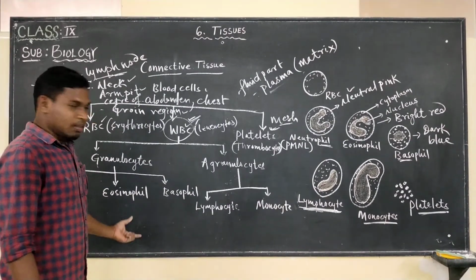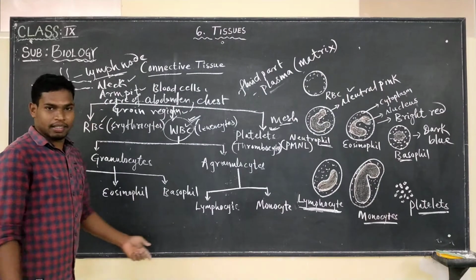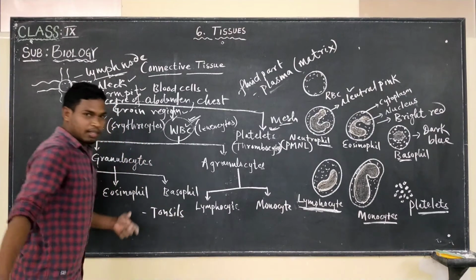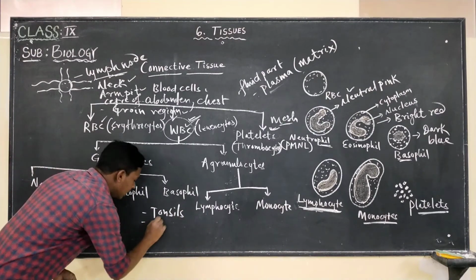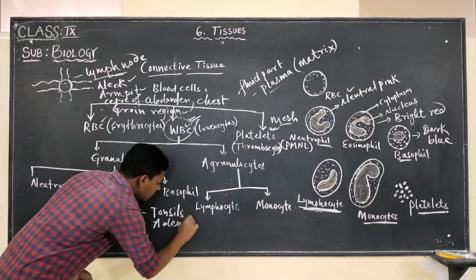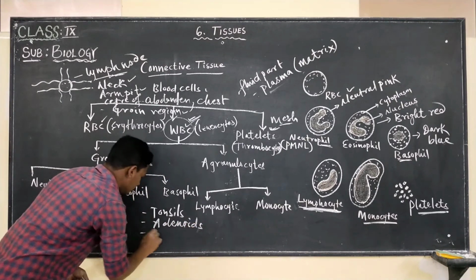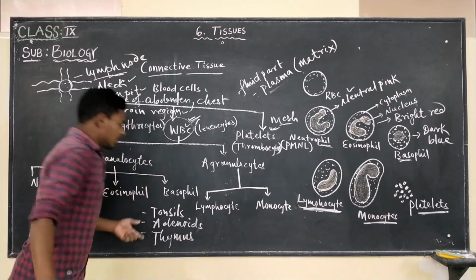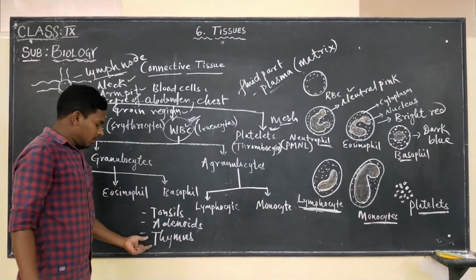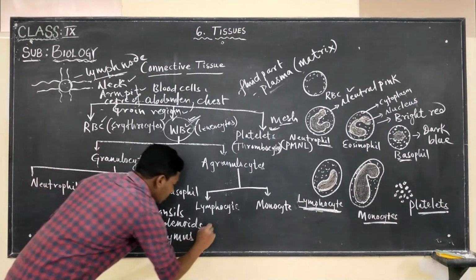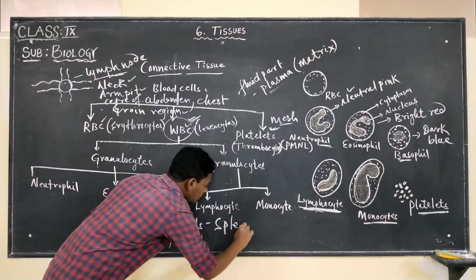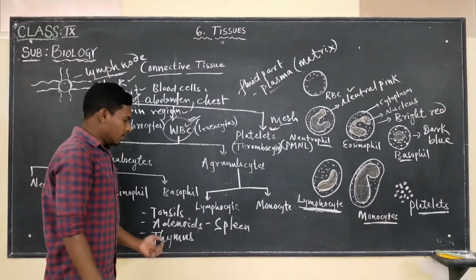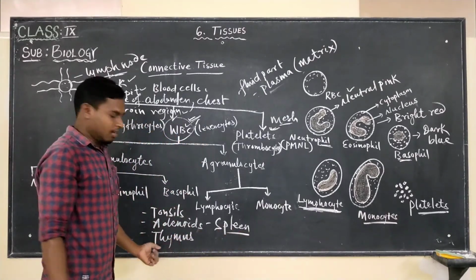Okay, so the lymphatic system consists of tonsils, adenoids, thymus, and spleen. All these are lymphatic glands.